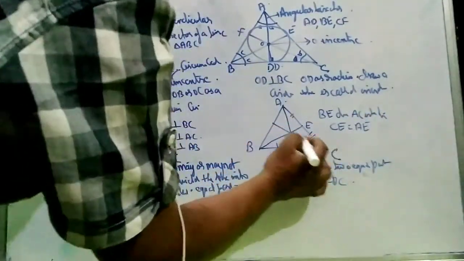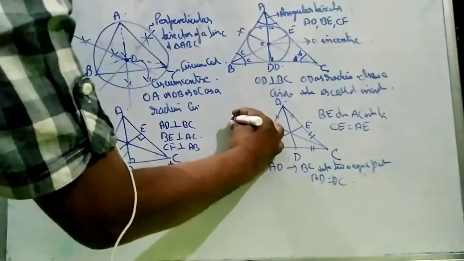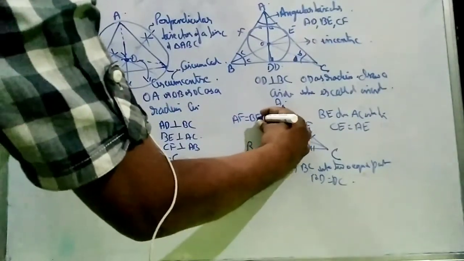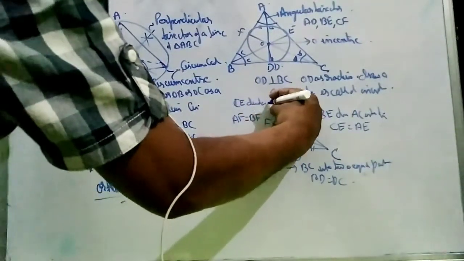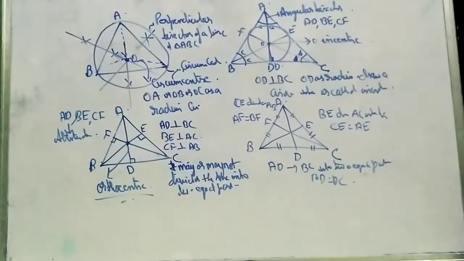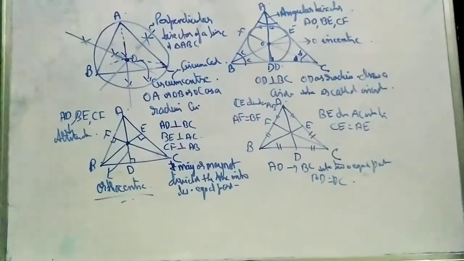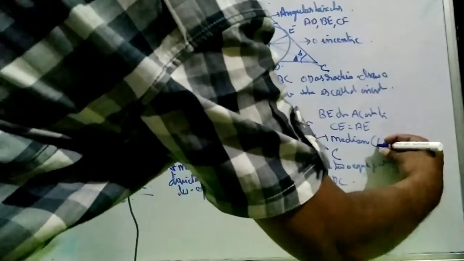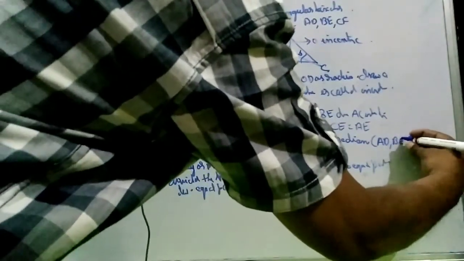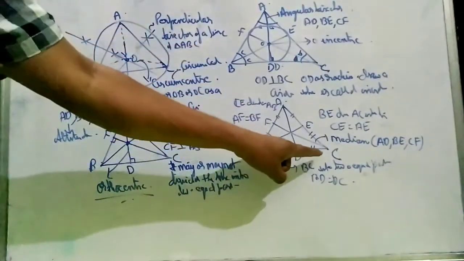Similarly, in the third case, CF divides AB into two equal parts such that AF becomes equal to BF. So those lines which are drawn from the vertex to the base dividing the base into two equal parts are called medians. The line AD, the line BE and the line CF are called medians. The median condition is that it should divide the base into two equal parts.